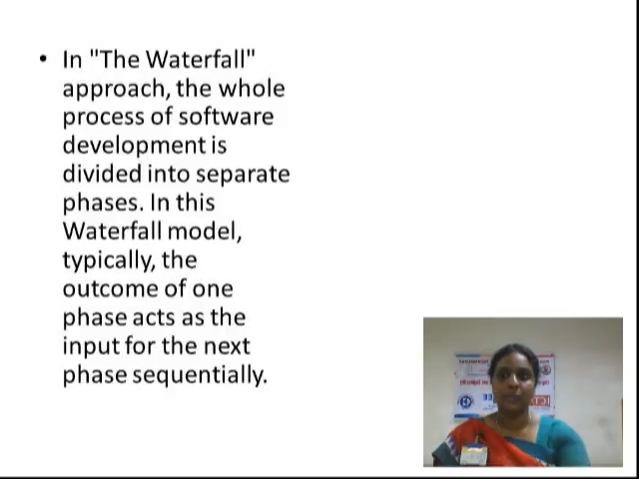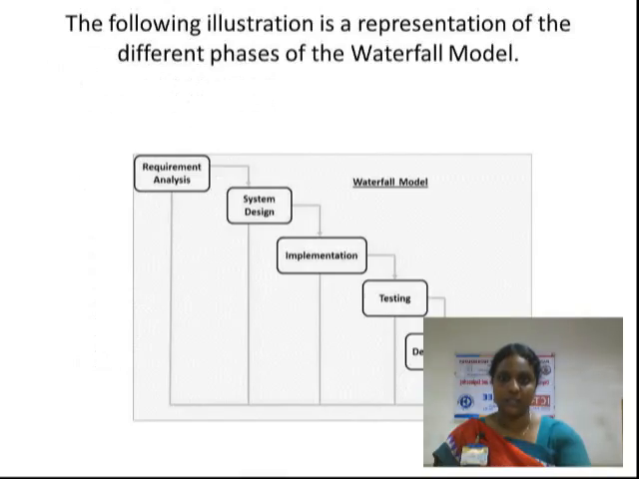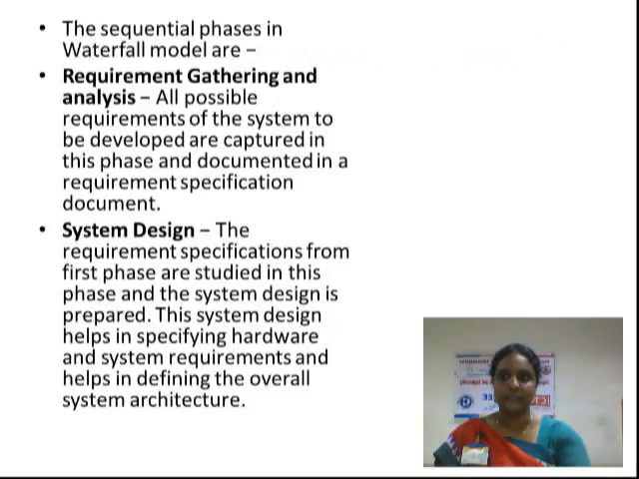In the waterfall approach, the whole process of software development is divided into separate phases. In this model, the outcome of one phase acts as the input for the next phase sequentially. This diagram illustrates how the waterfall model gets executed, that is requirement analysis phase, system design phase, implementation, testing, debugging, and finally delivering. In the requirement gathering and analysis phase, all the possible requirements of the system to be developed are captured and documented in a requirement specification document, that is SRS.